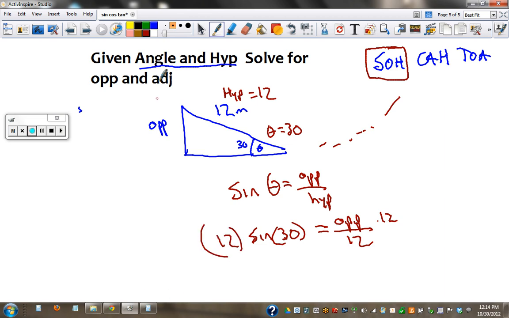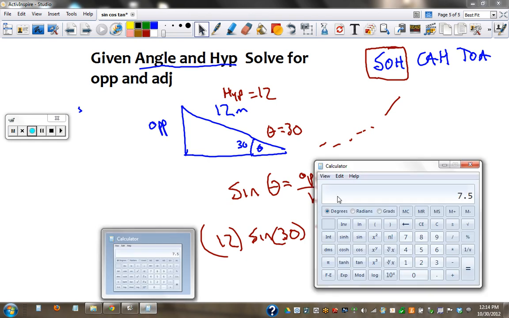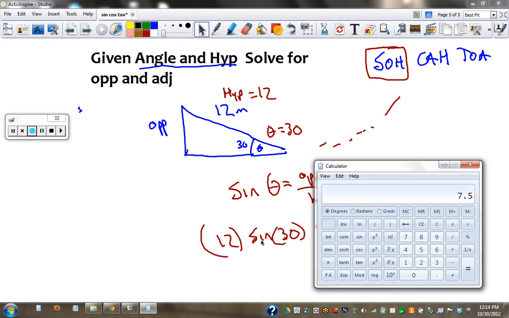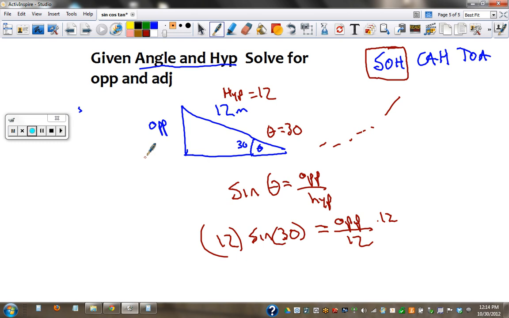Pull up the calculator, and this is where it gets different. Some calculators, you push sine and then hit 30. Some, it's the other way around. So this one you do 30, press the sine button, equals. Sine 30 is 0.5, times 12 equals 6. So I know the answer right here is 6 meters.